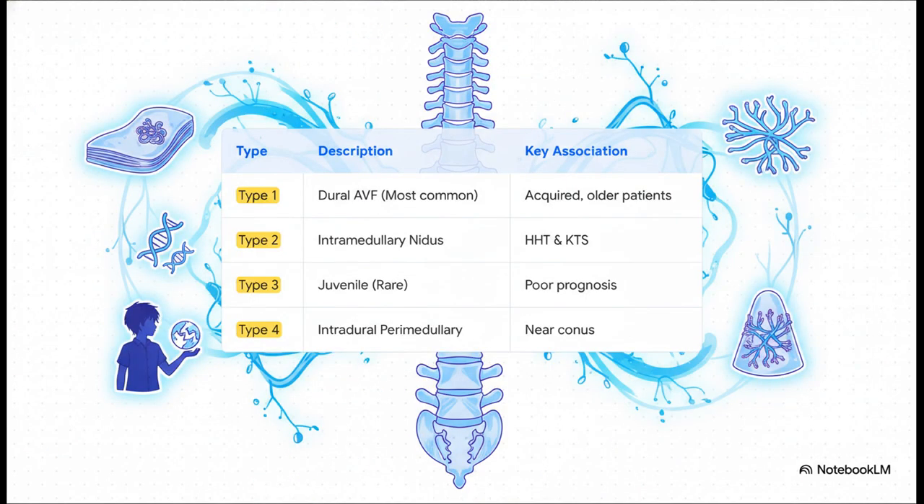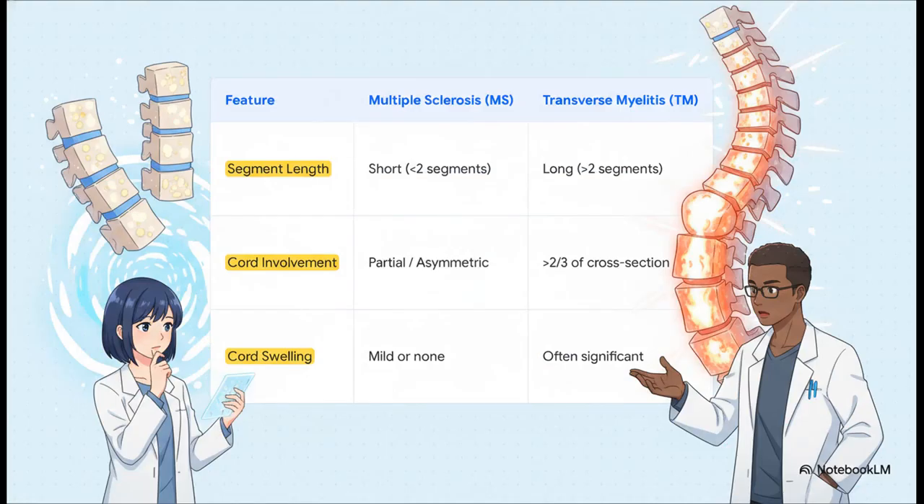And we can break these down by location, just like we did with the tumors. Type 1, the big one, is dural. Type 2 is different. It's intramedullary, a tangled nest of vessels right inside the cord, and it's often tied to syndromes like HHT or Klippel-Trenaunay. Types 3 and 4 are rarer. The key takeaway here is that location helps you sort these out, but an angiogram is really the only way to be 100% sure. Now for the inflammatory imposters.